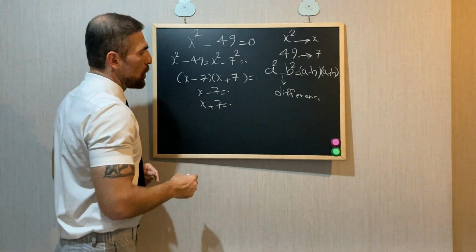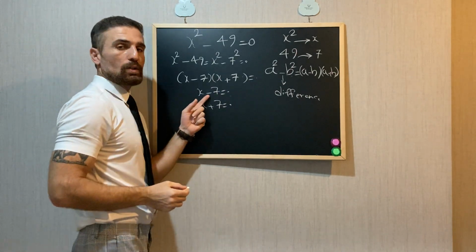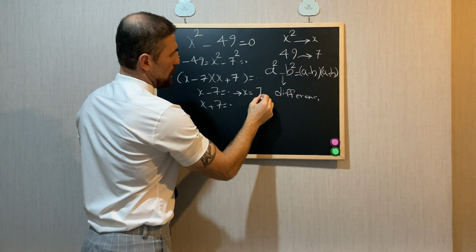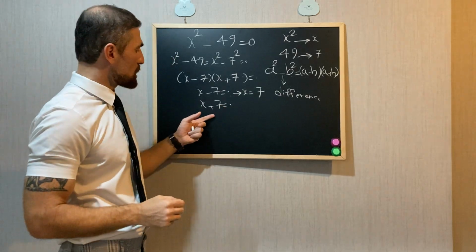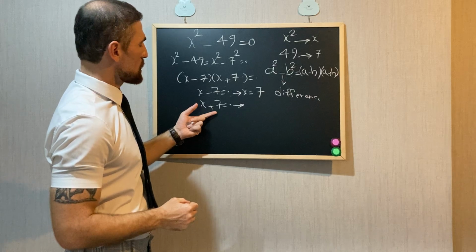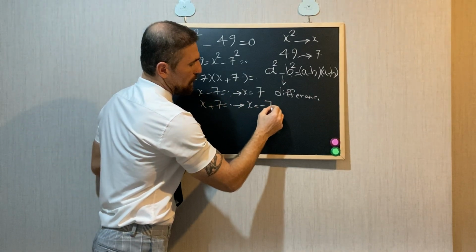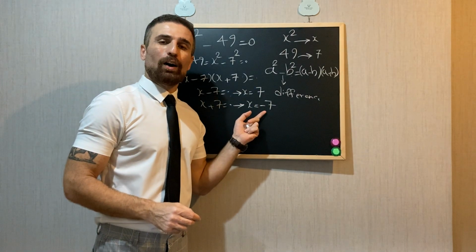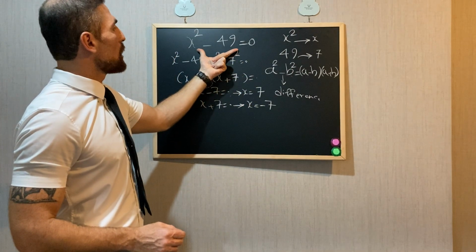X minus 7 equals 0. Move the 7 to the other side, change the sign. We will have x equals 7. And for this one, x plus 7 equals 0. Move the 7 to the other side, change the sign, we will have negative 7. Plus 7 and minus 7 are the two answers of this equation.